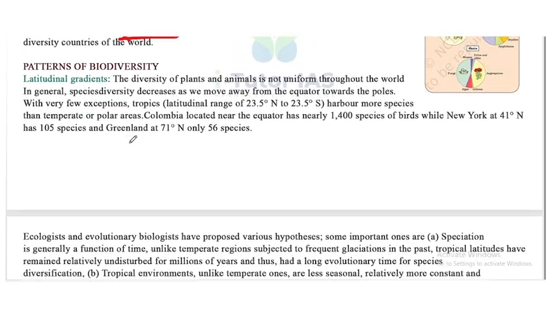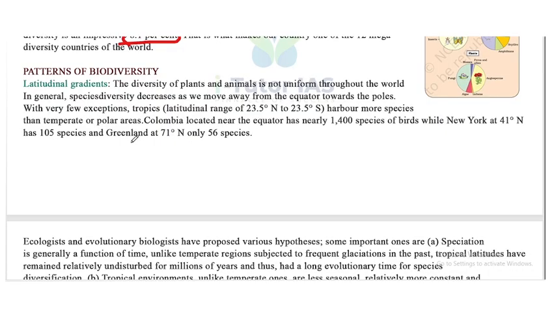Now let's discuss patterns of biodiversity. Latitudinal gradients. So this is point number 1, latitudinal gradient in patterns of biodiversity. The diversity of plants and animals is not uniform throughout the world. In general, species diversity decreases as we move away from the equator to the poles.